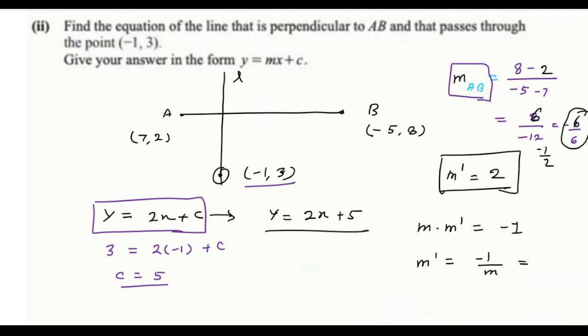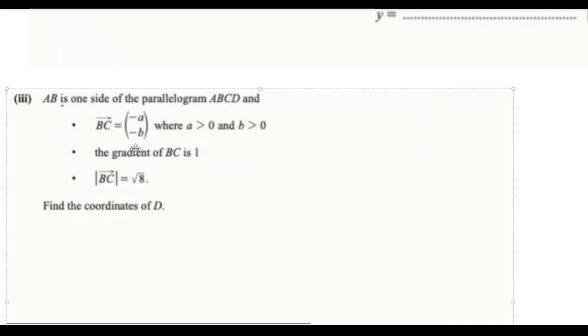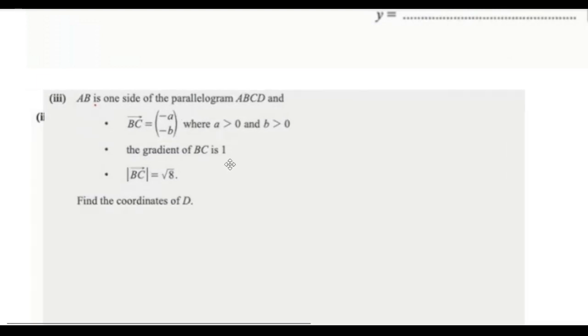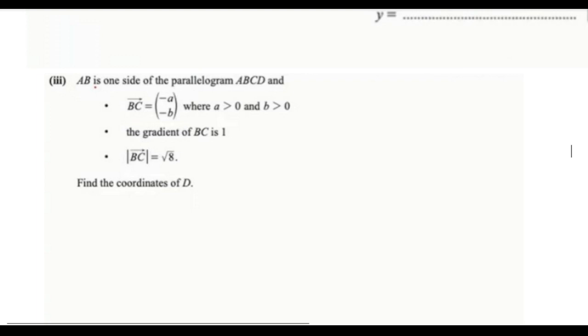Okay, the third part of this. AB is one side of the parallelogram ABCD, and BC they have given. A is given greater than 0, B is given greater than 0. The gradient of BC is given 1. The length of BC is given root 8, and they said find the coordinate of D.